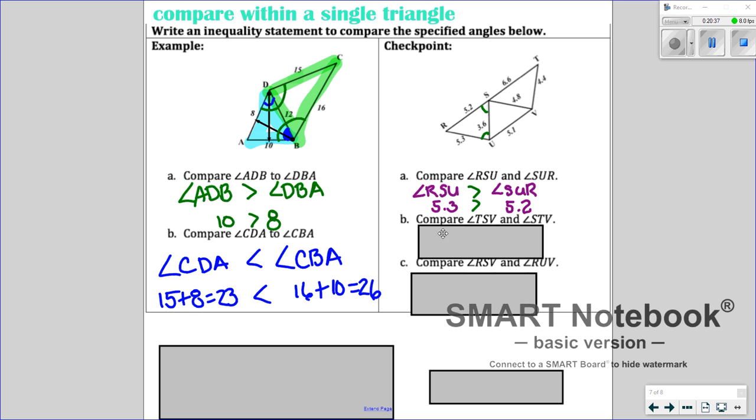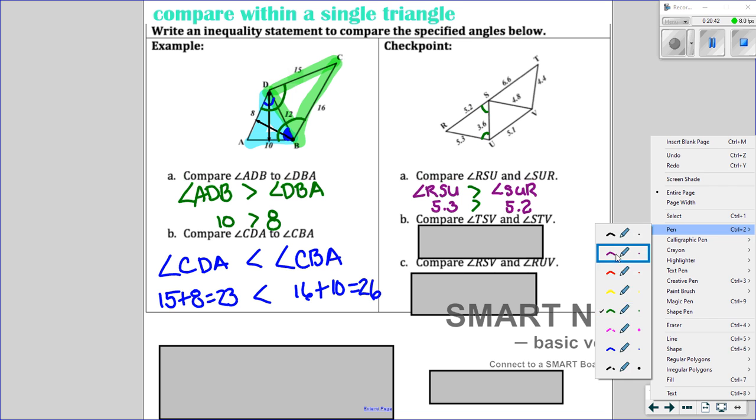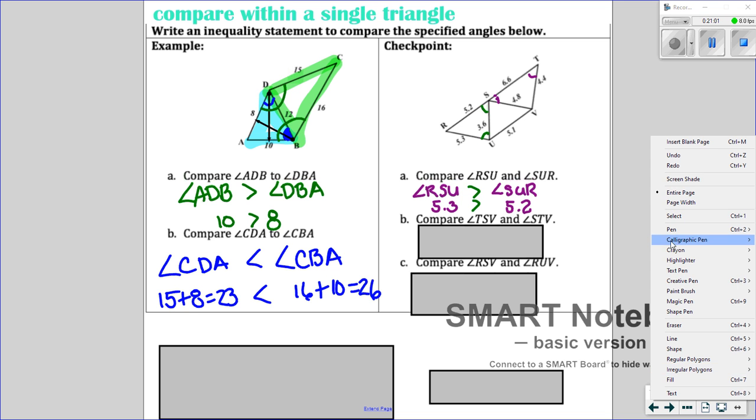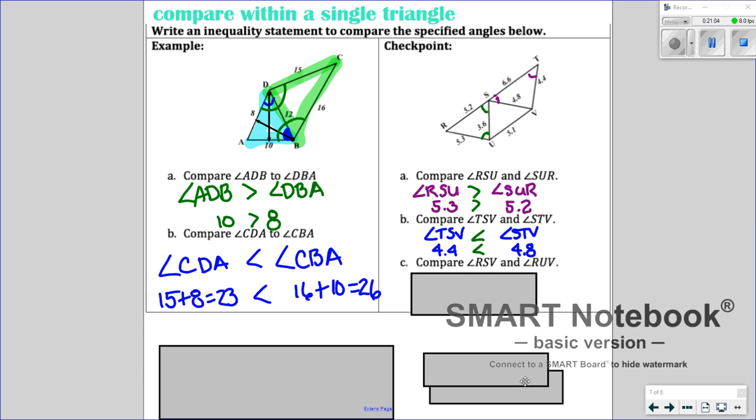And now we compare TSV to STV. The opposite side of that is 4.8, and the opposite side of this angle is 4.4. So if we compare the two, TSV has opposite side 4.4, and STV has 4.8. So TSV is less than STV.